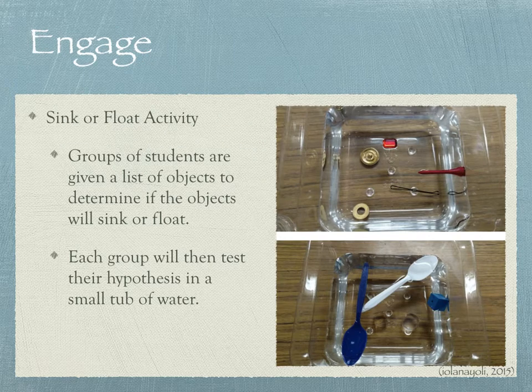To pique student interest and provide the educator with a pre-assessment of student understanding, students will participate in a sink or float activity. In this activity, groups of students are given a list of objects to determine if the objects will sink or float. After each group has the opportunity to observe the object's physical characteristics, they will make predictions as to whether each object will sink or float. Once the predictions are made, each group will test their hypotheses by placing each object in a small tub of water. Finally, the teacher will inform students how the properties of each object determine their density.